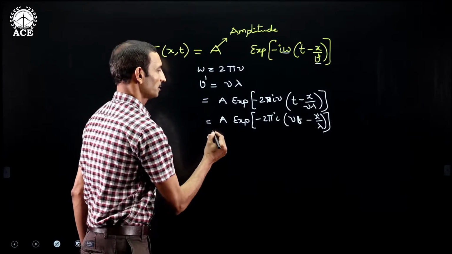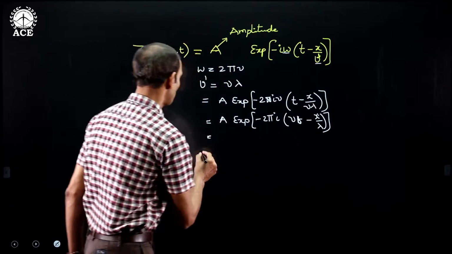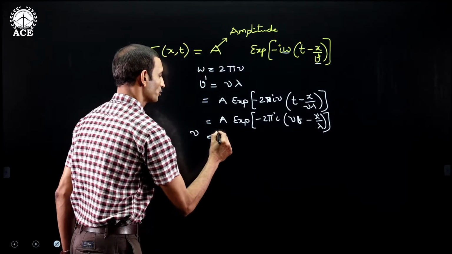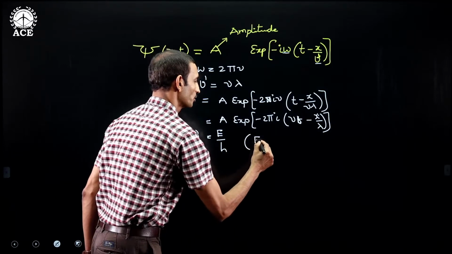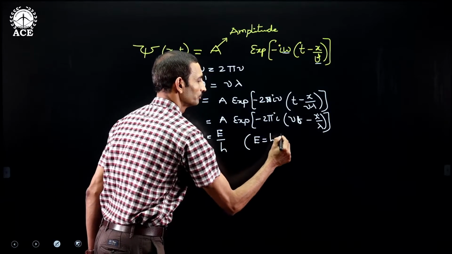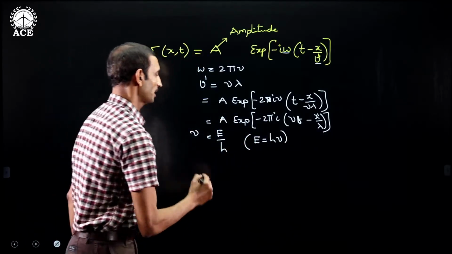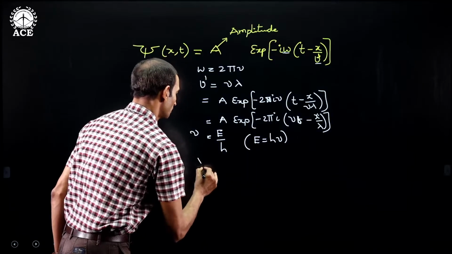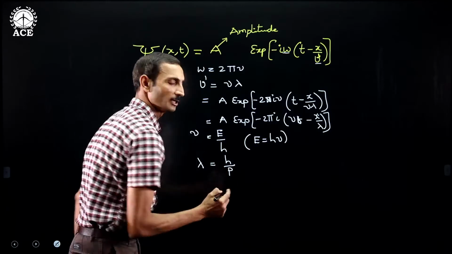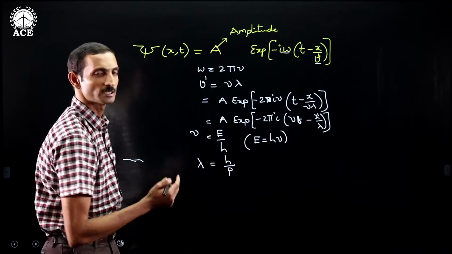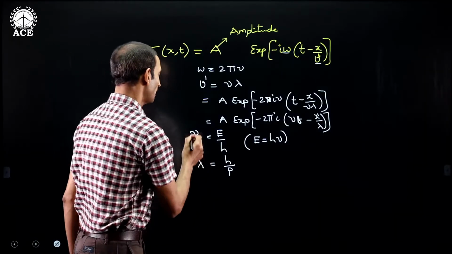Now we have an expression for nu. I would write nu from Planck's equation as E by h, because we know Planck's equation is E equals h nu, from which nu can be written as E by h. At the same time, using the de Broglie equation, I can write lambda equals h by p, h by mv, as I just told you. P is nothing but the momentum, mv; in place of mv, I have written p.